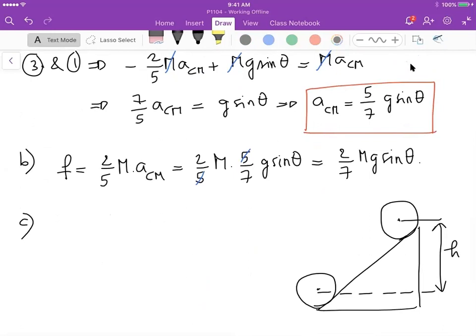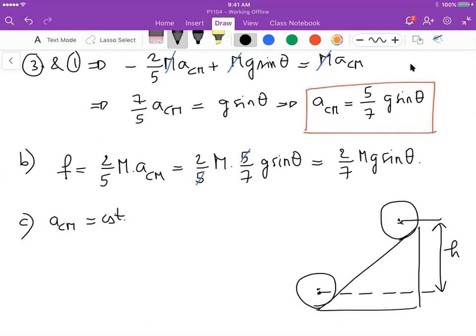5/7 is a number, so of course it's constant. g is constant and theta is constant, which means that in this case we are dealing with an object which is moving under a constant acceleration. a center of mass is equal to a constant. And we know that this sphere was released on the top of the inclined plane, and then it arrives at this point with a given speed for its center of mass.